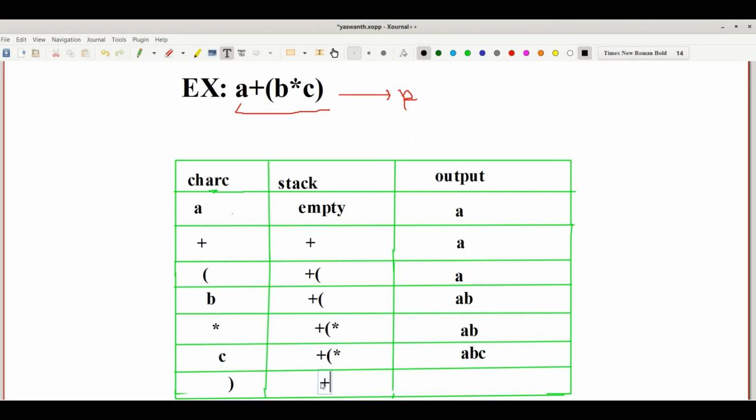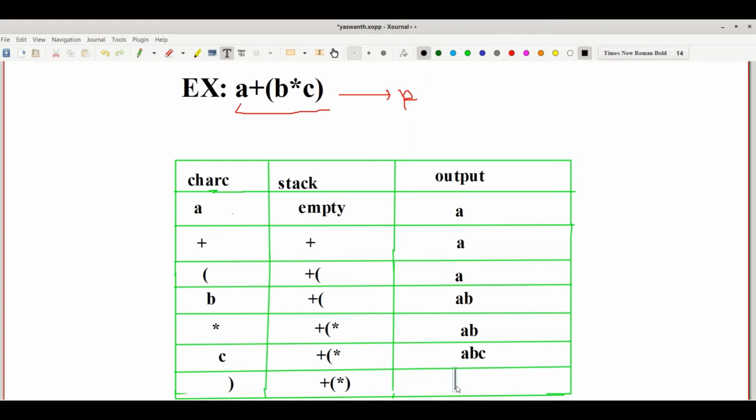And what is the output? Plus this, and star will be there, and again this will be there. See here, as I told, once the bracket opens, until it closes, the symbols in between do not come out. If it closes now, whatever is in between those braces will come out to the output.